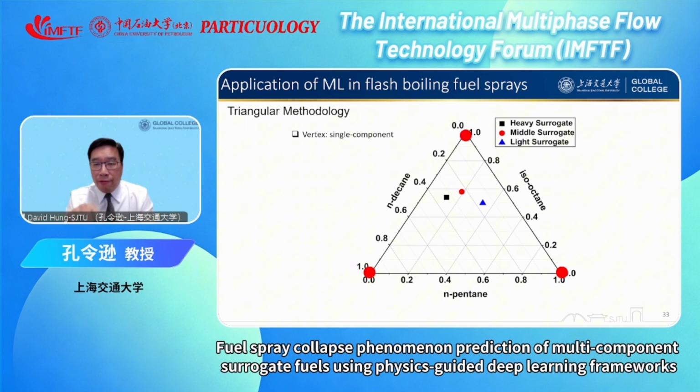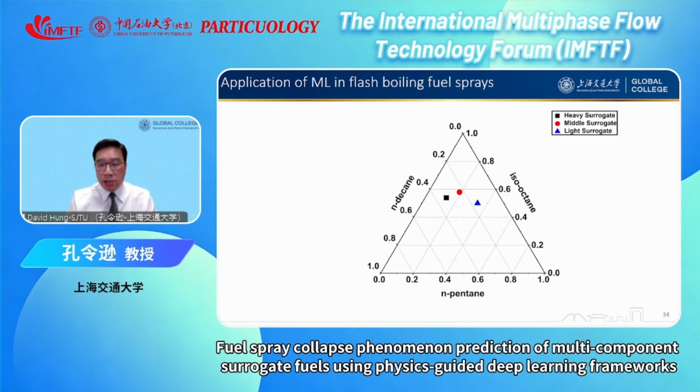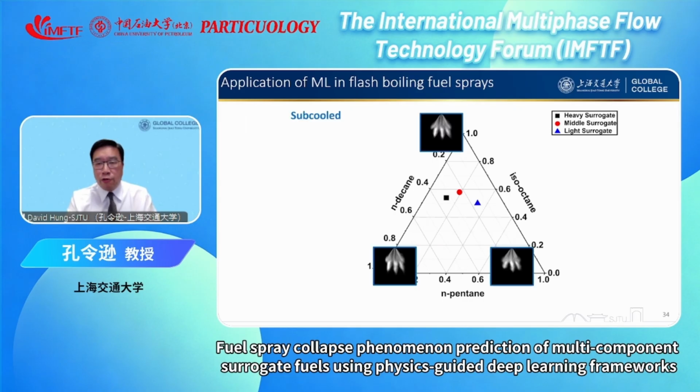We also identify the single points, which are 3 single components. For example, this point here means it's 100% isooctane. The lower left one is 100% N-decane, and the one on the lower right is 100% pentane. So we have good single component fuel and multi-component surrogate fuel. We can look at anything on the line, which is a 2 component. So 3 components within the region, 2 components along the line, single component on the 3 vertices, ready to rock and roll. So here is the first picture.